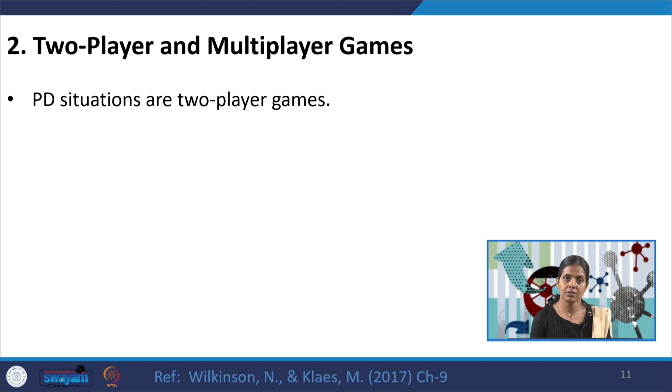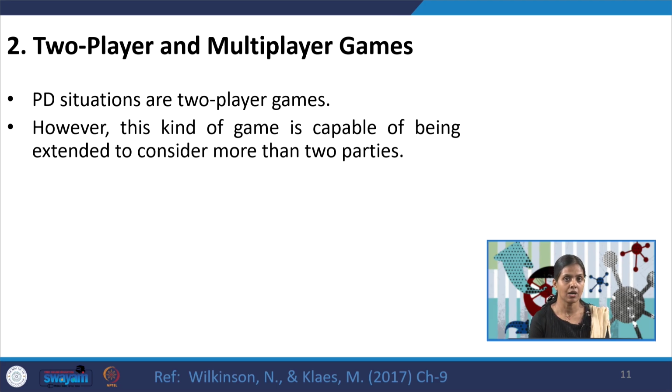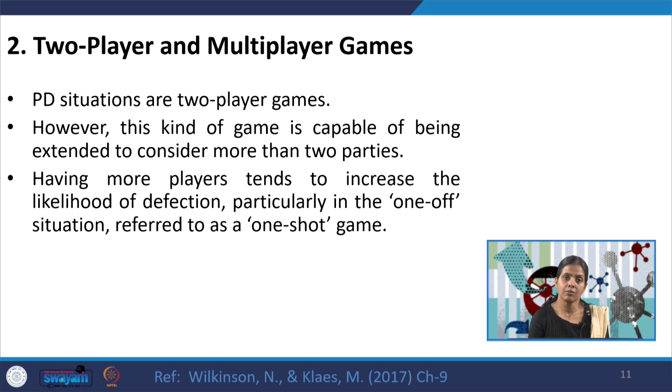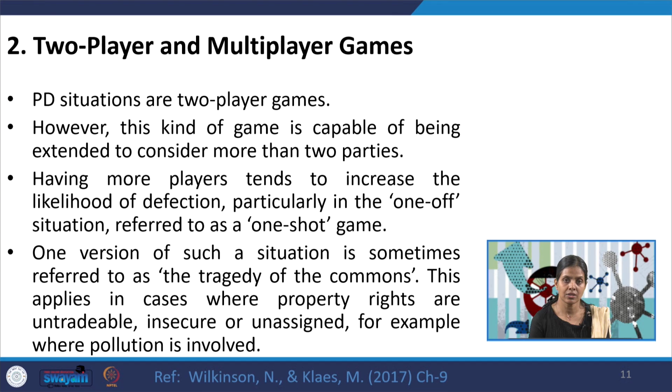The next type is two-player and multiplayer games. Prisoner's dilemma situations are two-player games, and most often we have till now discussed only two-player games. However, this kind of game is capable of being extended to consider more than two parties. Having more players tends to increase the likelihood of defection, particularly in the one-off situation referred to as a one-shot game. One version of such a situation is sometimes referred to as the tragedy of the commons. This applies in cases where property rights are untradable, unsecured or unassigned, for example, where pollution is involved.